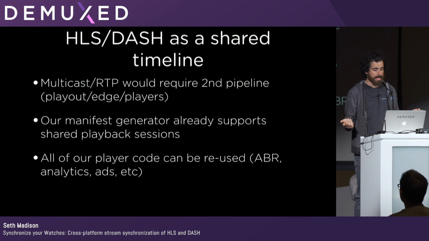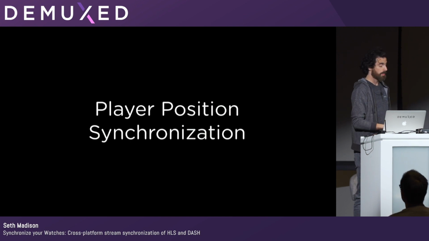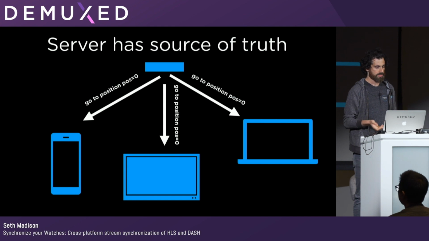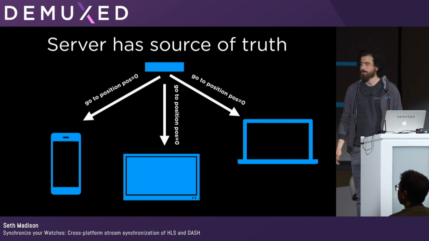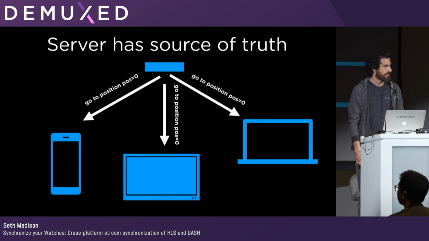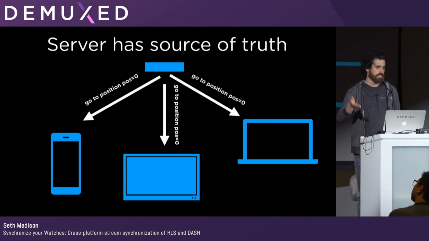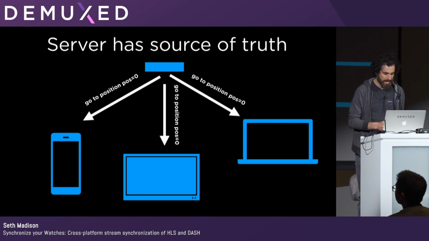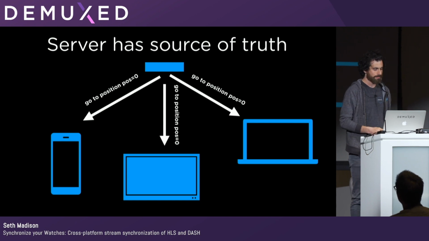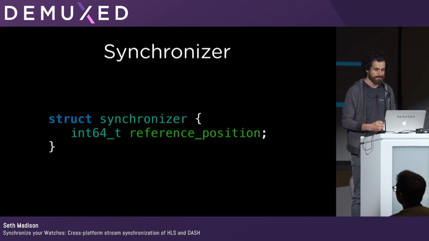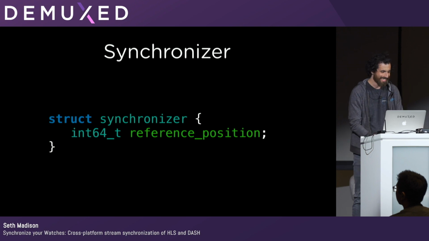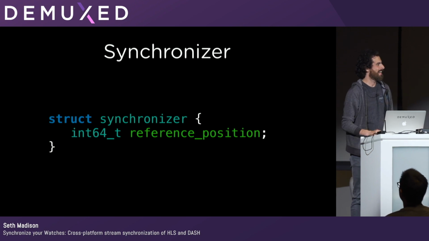Cool, so now we have our shared timeline. How do we tell our players where to go? This is the most naive solution imaginable. We have a server, and it broadcasts a message out to all of our clients that says, go to position 0. And the clients are going to go to position 0. Here is some code. That's what this might look like. I'm going to build on this, I promise.